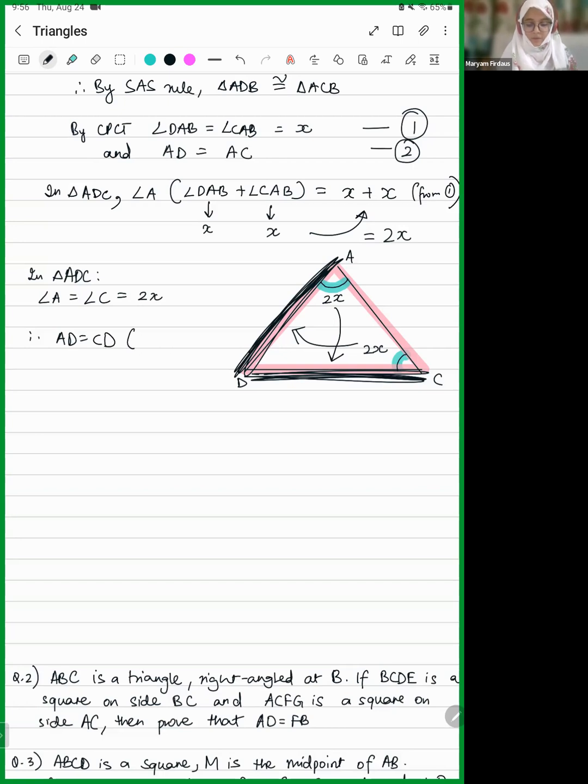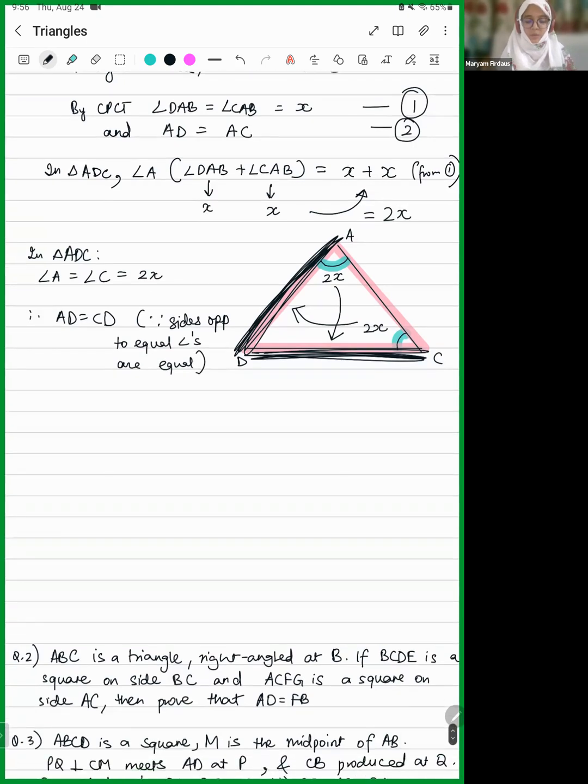Reason: this is called therefore. And the opposite of this, when the two dots are at the top and one dot is at the bottom, this is called since, the opposite of therefore, okay? So since sides opposite to equal angles are equal, AD is equal to CD. I'm going to write this as equation number 3.